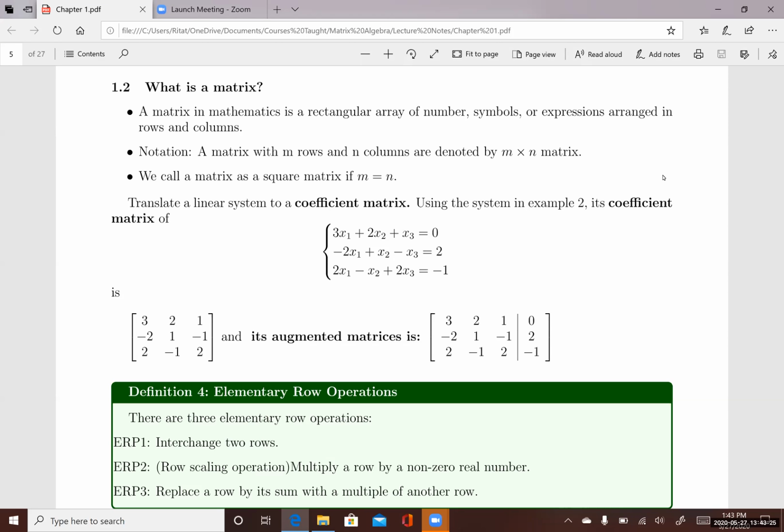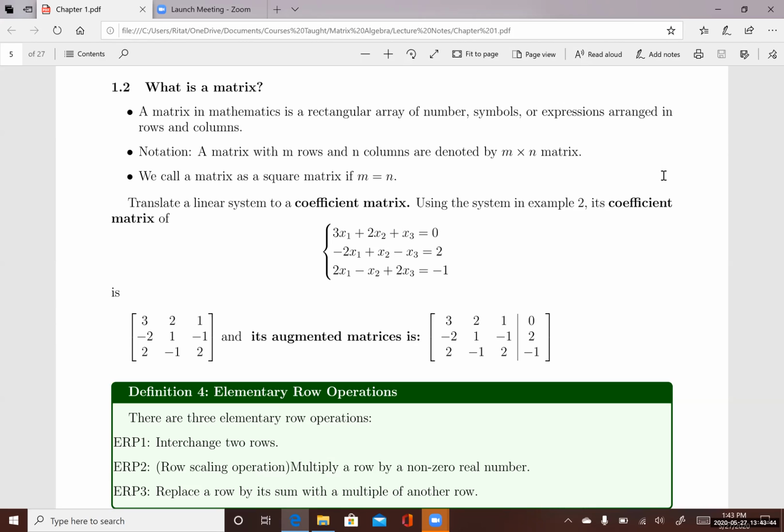This lecture introduces definitions of a matrix, and we talk about the coefficient matrix of a system of linear equations, and also about the augmented matrix of a system of linear equations.